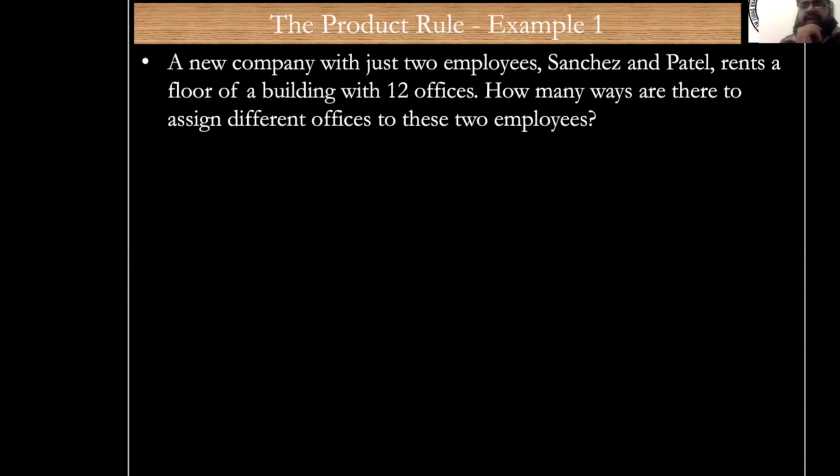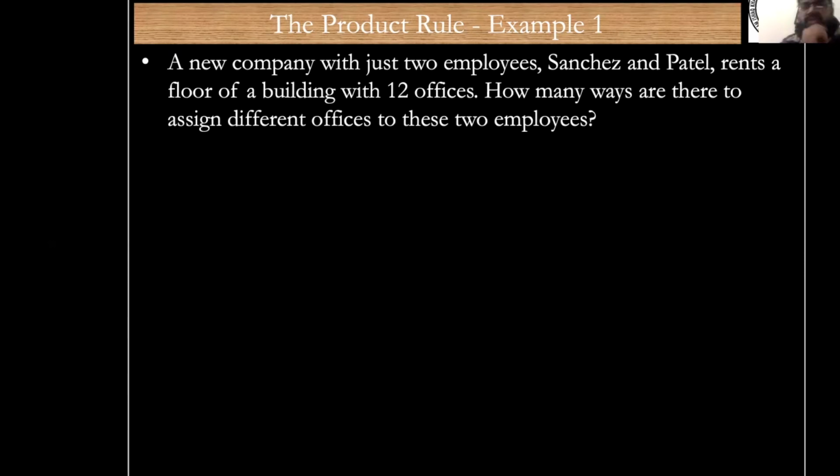Well, if I have to assign an office to Sanchez, I've got 12 different options, right? Sanchez can actually choose any one of the 12 offices. And for whichever one office he chooses, Patel has got 11 different options to choose from. So Sanchez has 12 options, Patel has 11 options, and in total you have got 12 multiplied by 11 different ways that you can assign offices.